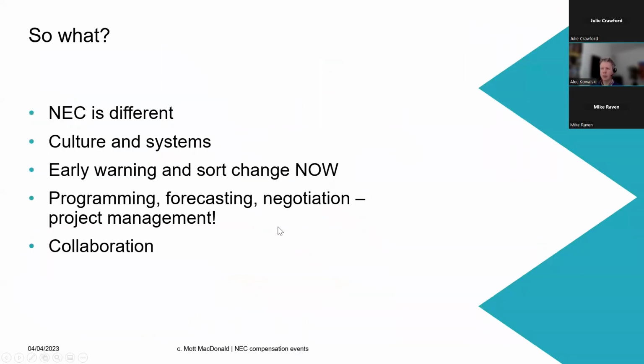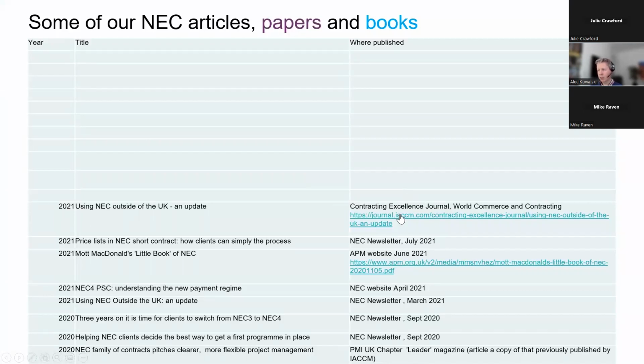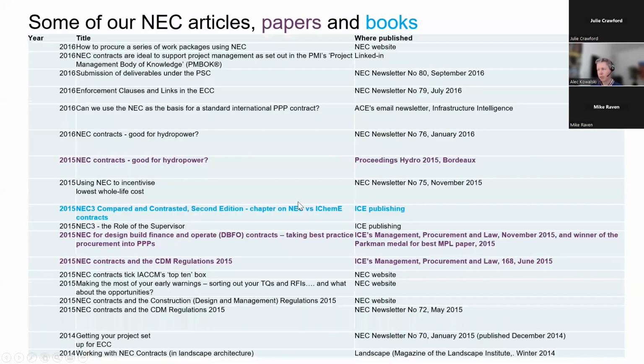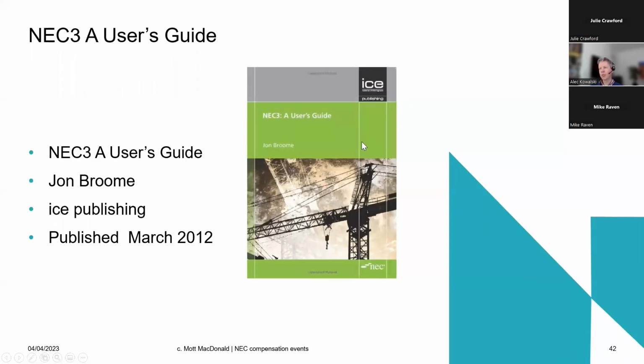Okay, and then more bedtime reading. We need different cultures and systems because we sort out everything as we go along. We need the early warning process to mitigate risk, but we sort out everything now. So programs, forecasting, negotiation, and collaboration are all very important to NEC contracts. Bedtime reading, for when I issue the slides, is dozens of newsletters from Mott. Books: Managing Reality by Barry Trebes is a very good book to help guide you through NEC. And John Broome's books are also very highly regarded in terms of helping you use the NEC.